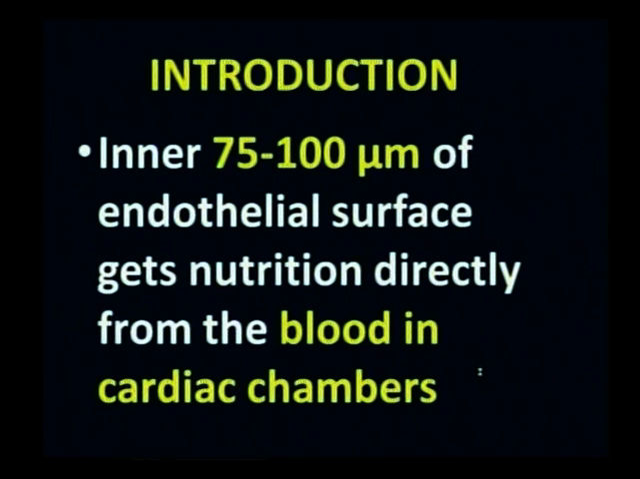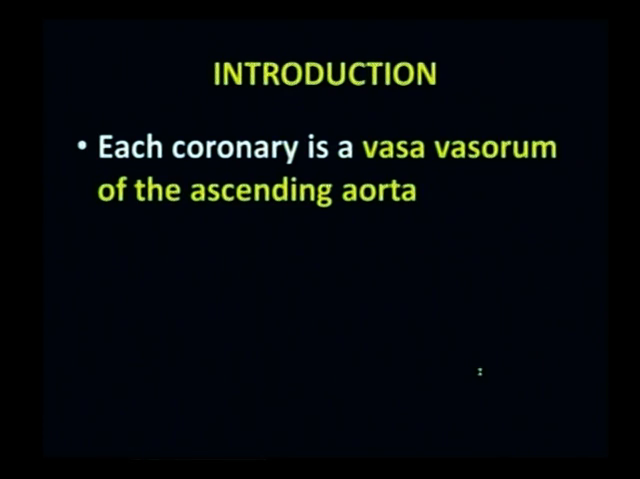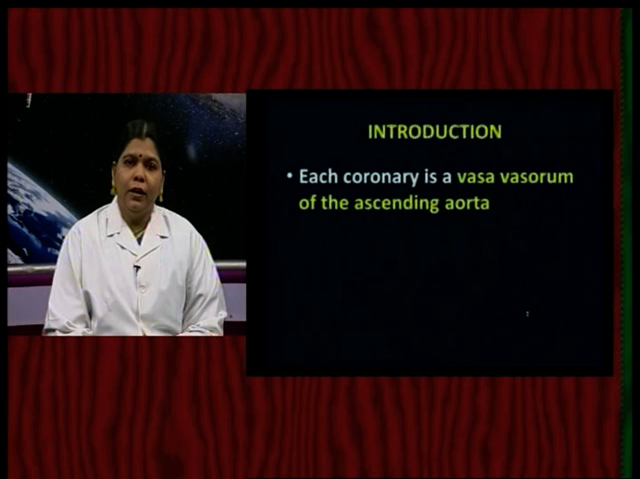You all know the heart chambers are filled with blood. This blood nourishes the inner 75 to 100 micrometers of the endothelial surface. Except for this, the heart is supplied mostly by the two coronary arteries, right and left. What is this coronary artery? This coronary artery is a vasa vasorum of the ascending aorta. I think you all know what vasa vasorum is. It is the artery which supplies the layers of the vessel wall.